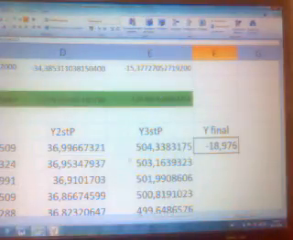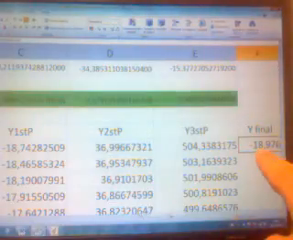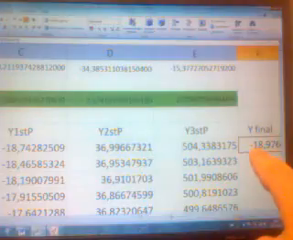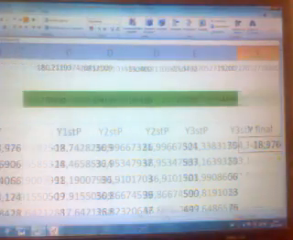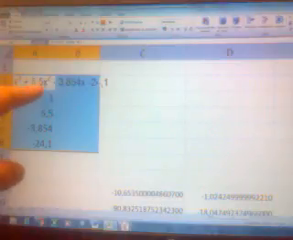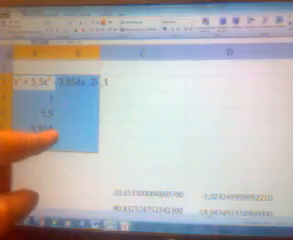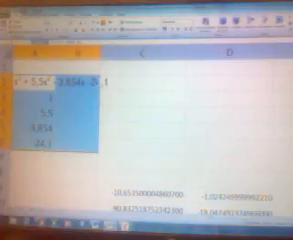And as you can see, these numbers correspond. And it should. I mean, this is the original formula, which, to remind you, is here. As you can see, it is x to the third plus 5.5 times x to the power of 2 minus 3.854 times x minus 24.1. That's the original formula.